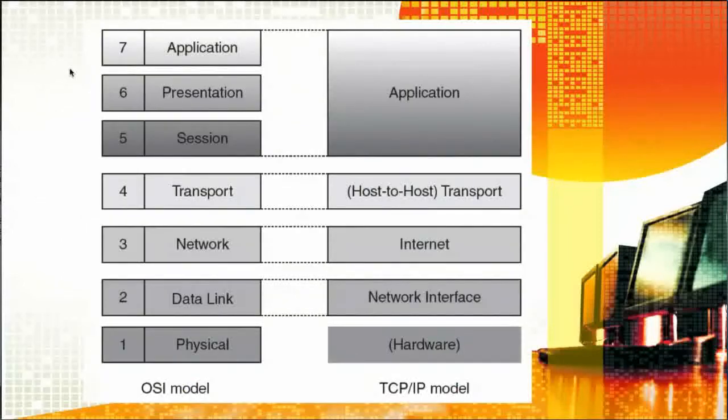There are two different models that you need to understand. The OSI model, which has layers 1 through 7, and the TCP/IP model. The OSI model is most commonly used for troubleshooting. The TCP/IP model correlates somewhat, and I'll break it down for you a little later, into the layers of the OSI model.